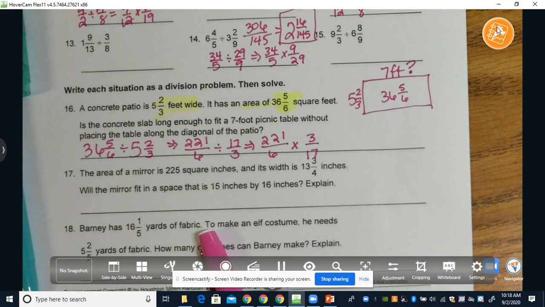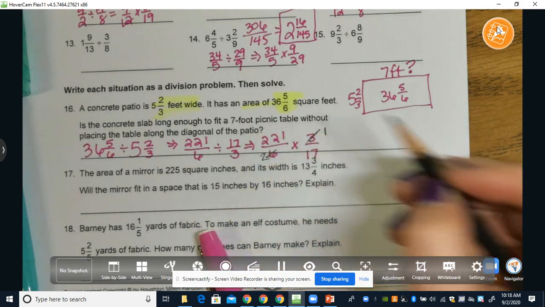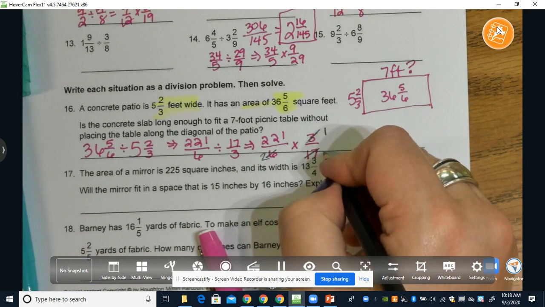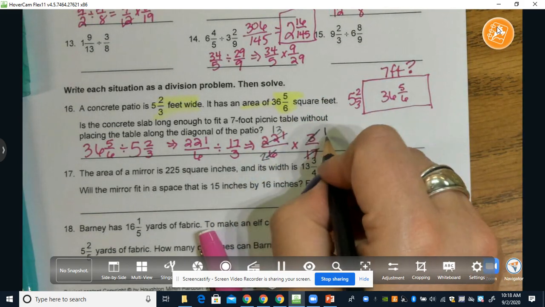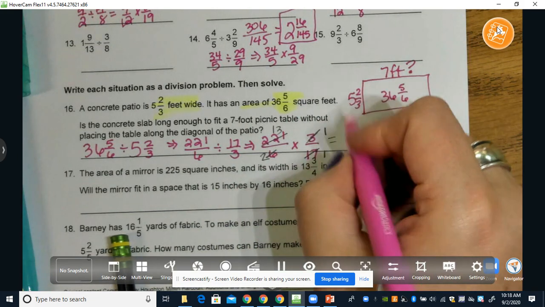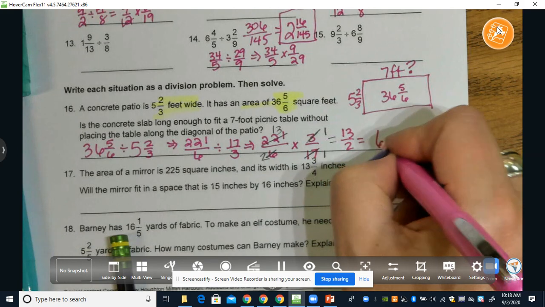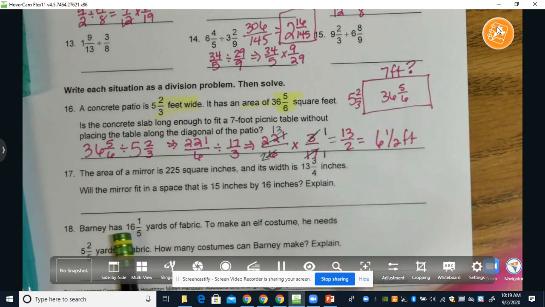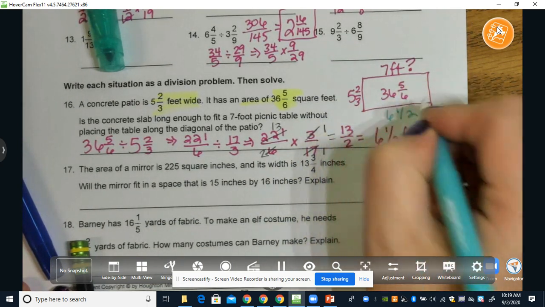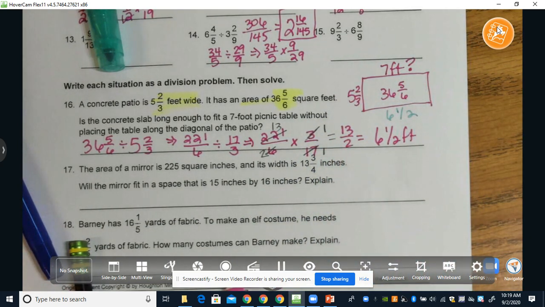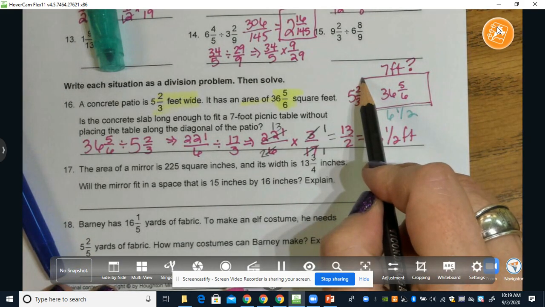Okay, if I'm looking here, 3 and 6 can be simplified into 1 and 2, and 17 can be simplified into 1, and it can go into 221 13 times. So I'm left with 13 over 2, which gives me 6.5 feet. So from here to here is 6.5 feet. So this is 6.5 feet in real life, and this is 5 2/3 feet.